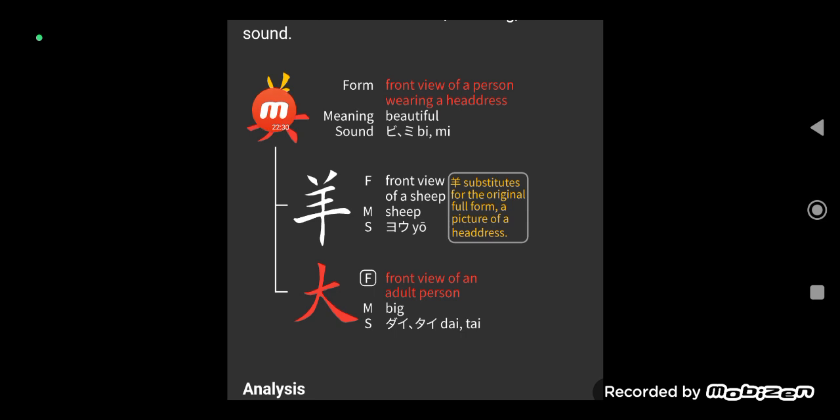Before, the upper part used to be a goat. This radical or component here is a goat, but after some time this goat radical was replaced by a headdress, because it is believed that if a woman wears a headdress, the headdress makes the woman beautiful. So the headdress here influenced the meaning. But why is it empty then?